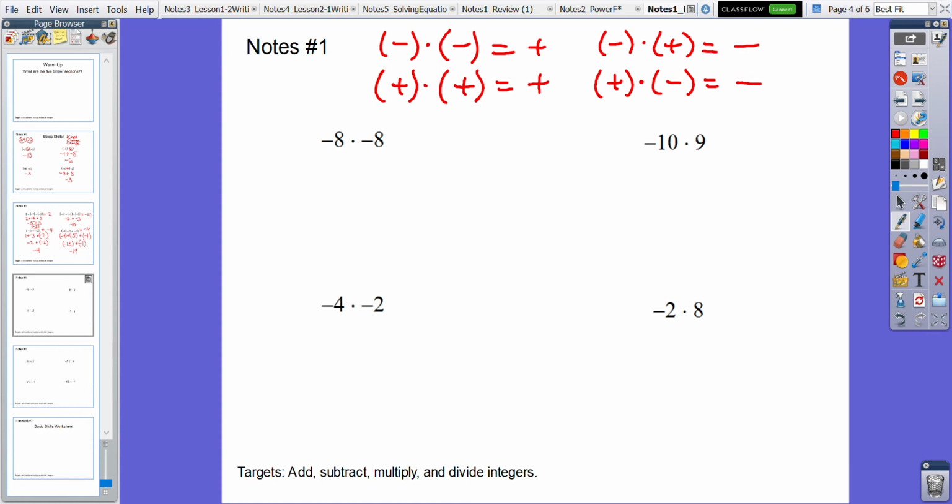A negative times a negative is a positive. So this is going to be the same as 8 times 8, which is 64. Okay? And then we're going to move on. Let's go just to the right here.